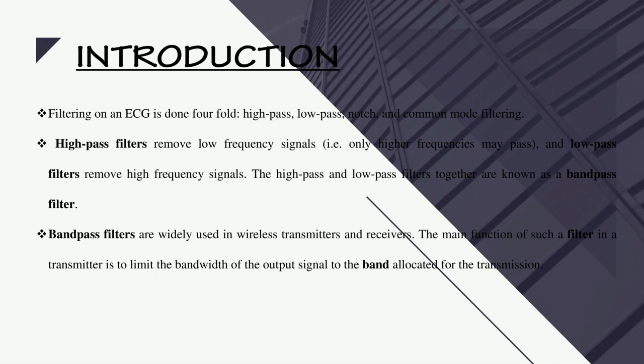Bandpass filters are widely used in wireless transmitter and receiver. The main function of such a filter in a transmitter is to limit the bandwidth of the output signal to the band allocated for the transmission. So I will pass the next slide to the next student.